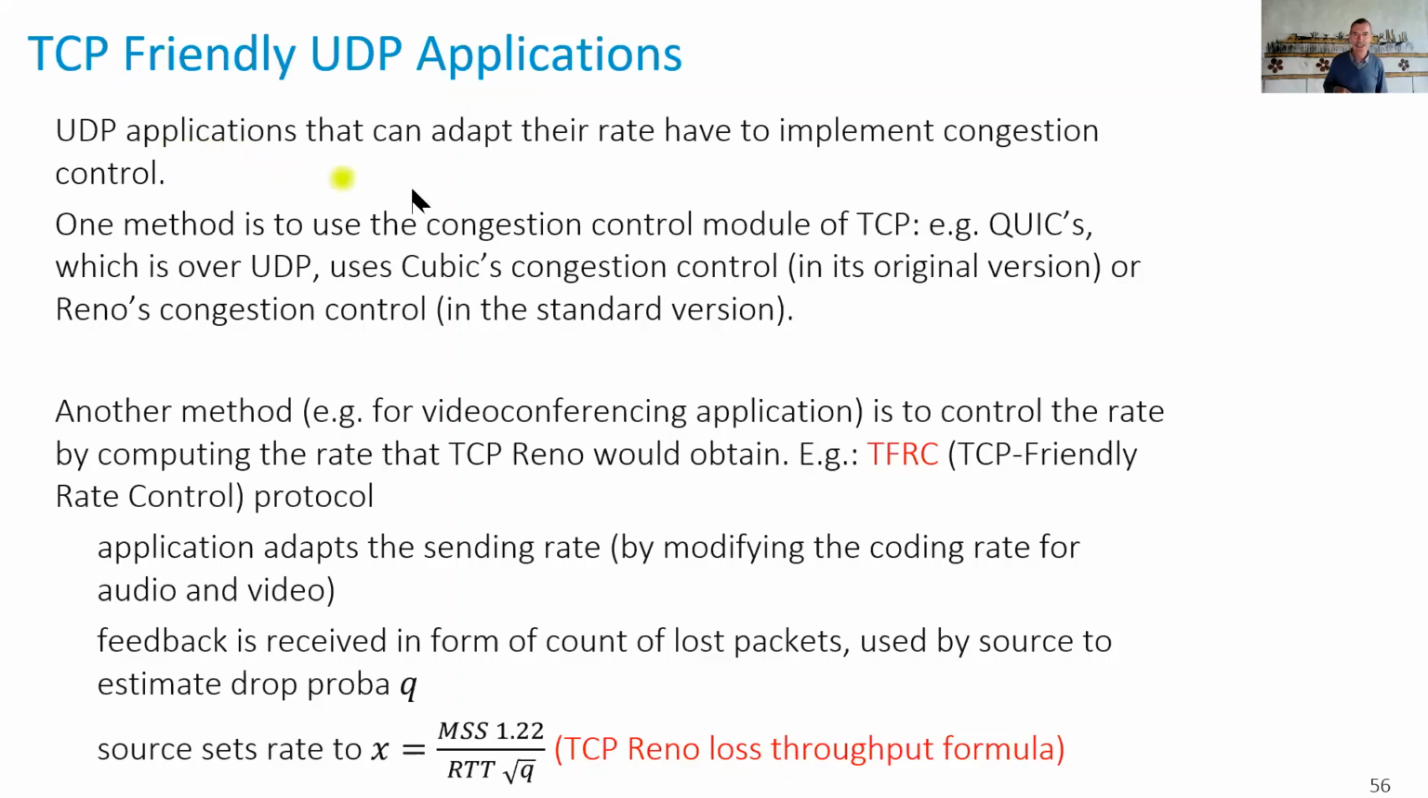Here it's fairly easy because QUIC is very close to TCP. It has the concept of sliding window and packet acknowledgements. So it's very easy to imitate exactly what TCP does, which is what QUIC does. QUIC uses exactly the same congestion control module as TCP does. So it is de facto doing the same as TCP.